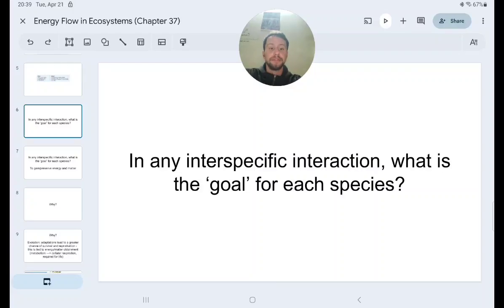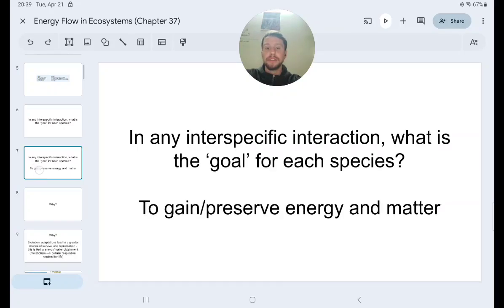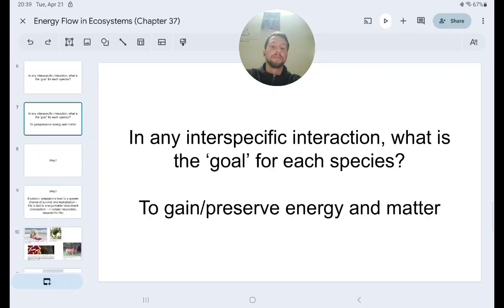In any interspecific interaction between species, remember inter means between, like international, between countries, what is the goal of each species? You should be able to say, indirectly, to increase the chance of survival and reproduction. And often that looks like gaining or preserving energy and matter, because that is increasing the organism's chance to survive and reproduce.